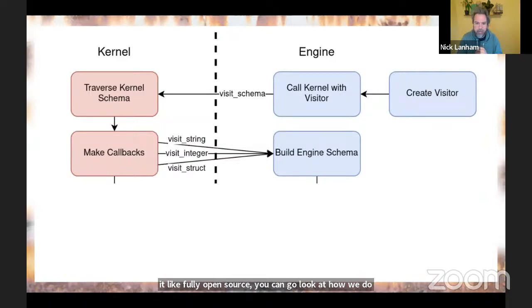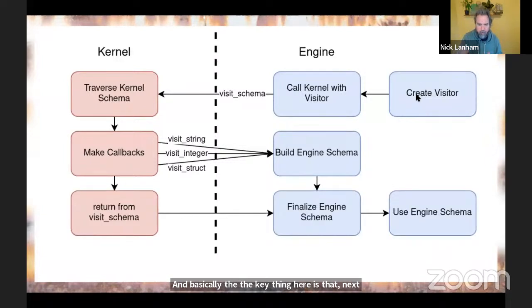And basically, the key thing here is that, next slide. When we return from visit schema, the engine doesn't have to assume anything about the memory management of the schema on the kernel side, right? Because internally, it's been building the schema with its own memory space. And then it can finalize that engine schema and just use it.